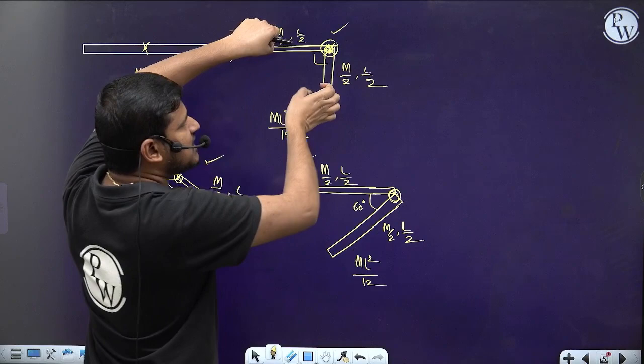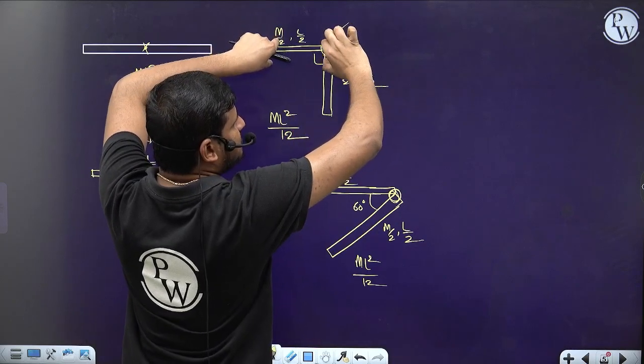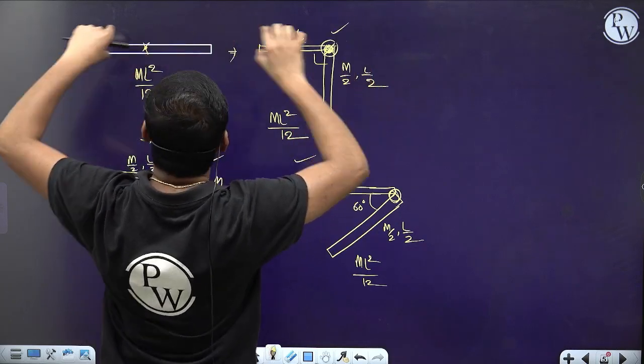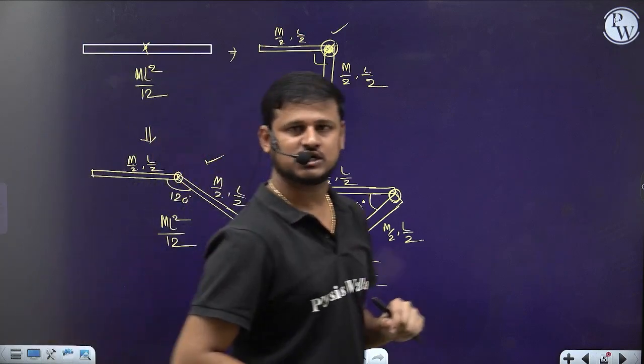If you make the other part straight, then check whether that bent point is acting as a center of the original rod or not.